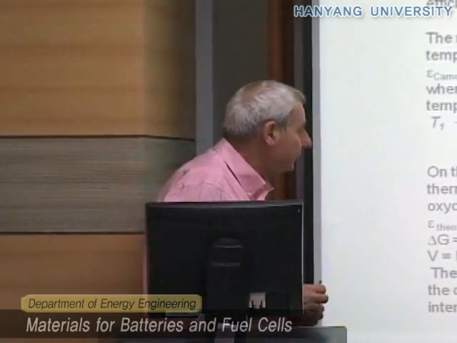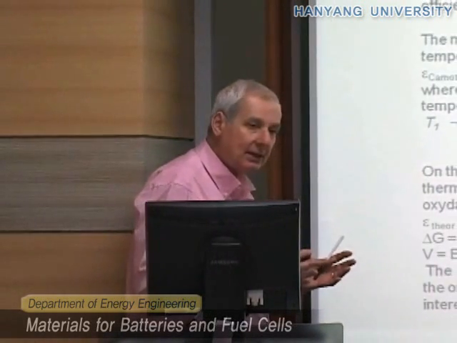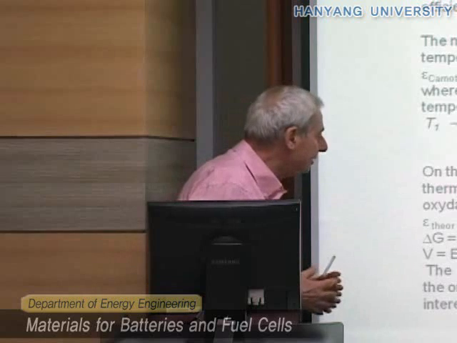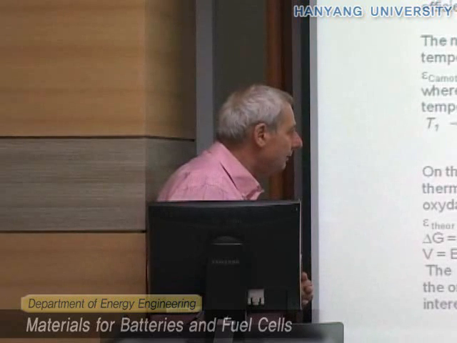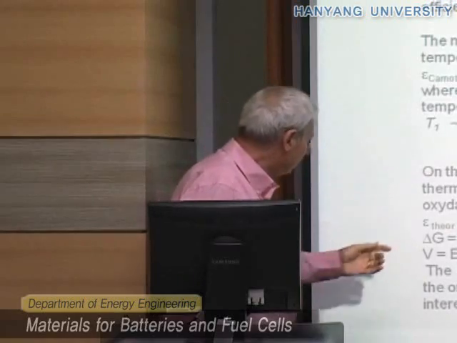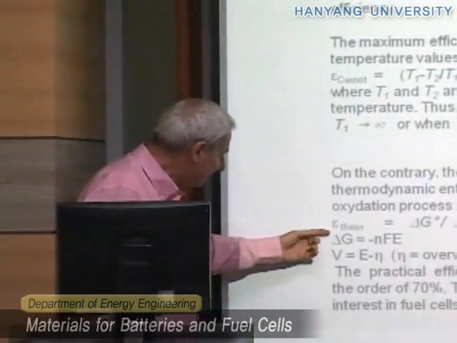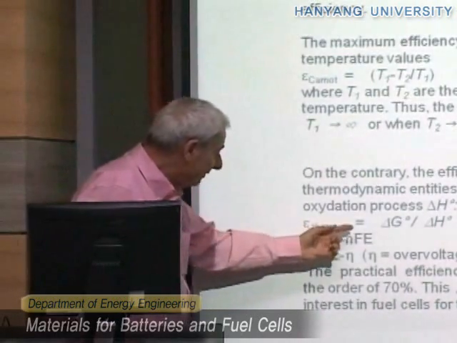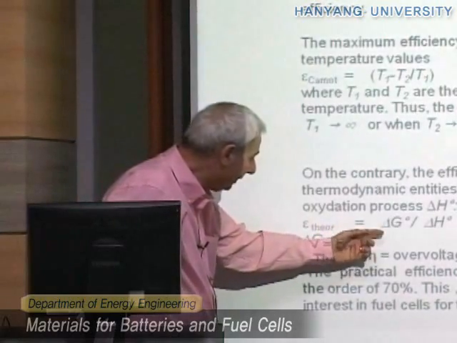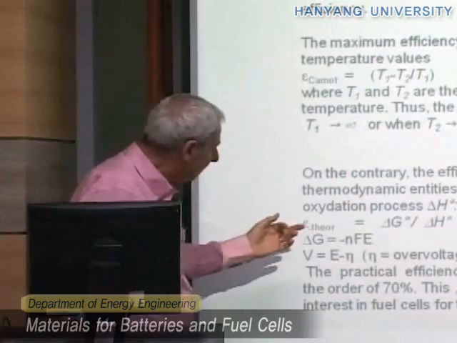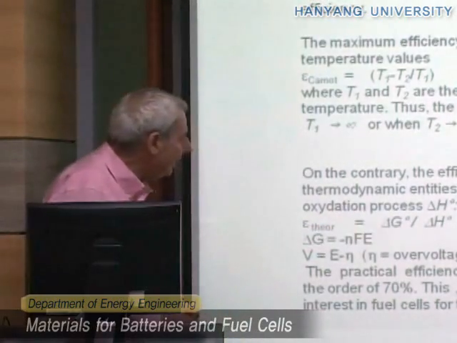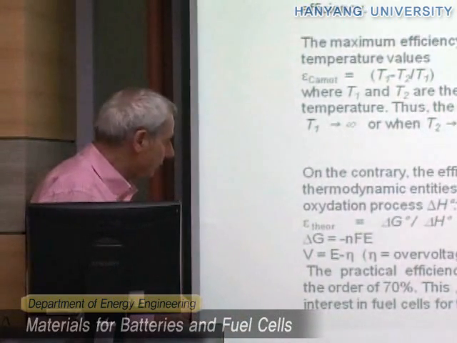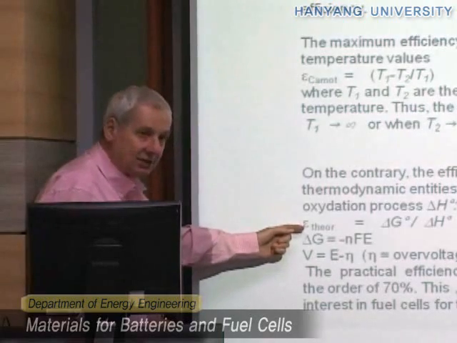Different is the situation of the fuel cell, because this is a thermodynamic system, and in this case the energy is related to the thermodynamic units. So the maximum energy efficiency of a fuel cell, or electrochemical system, is given by delta G, the ratio between the free energy, the Gibbs energy, and the enthalpy of the fuel oxidation process. This is the theoretical energy.